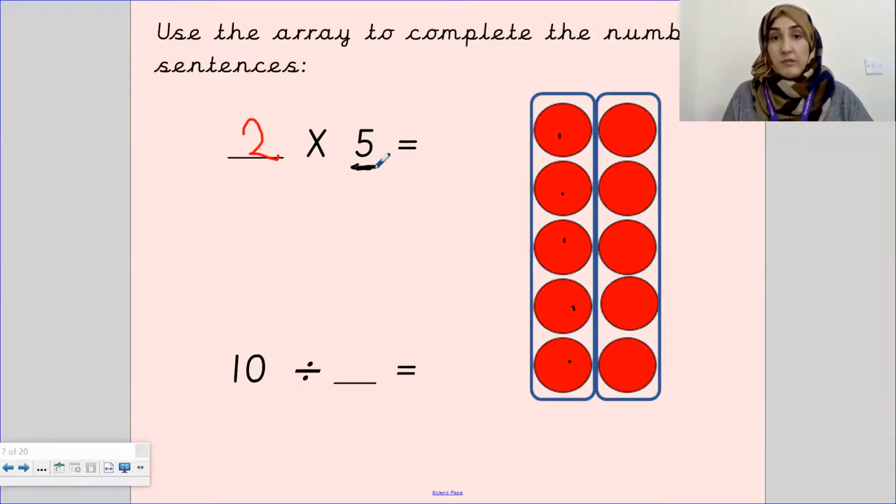What is 2 lots of 5? Hold up 2 fingers and count in your 5s. 5, 10. Well done.